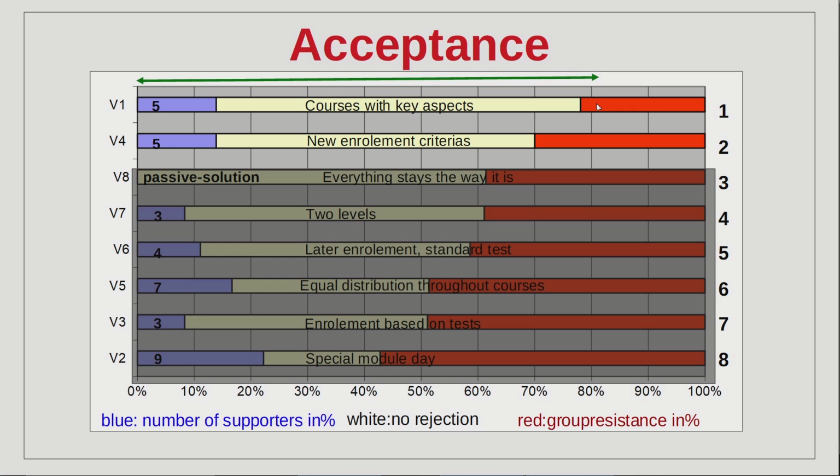Why? Because if you turn it around, the roundabout 22% resistance here, we can read now the group's acceptance to a certain proposal. So this proposal has around 78% acceptance, group acceptance.